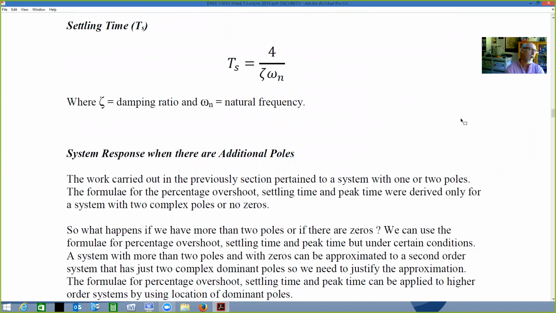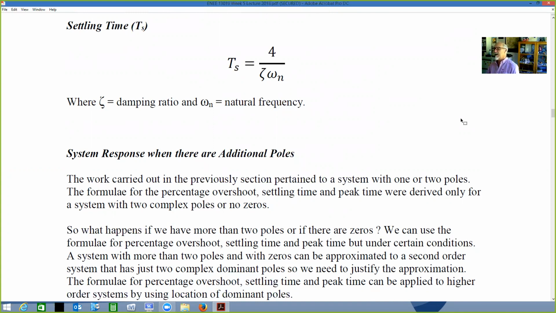So if you're told a particular value, you might be told the settling time, and you might be told the natural frequency. So you can rearrange that equation to find the damping ratio, that type of thing. So keep that in mind as well. Sometimes you aren't given all the information, you might be given bits of it, so you might have to calculate some particular values.